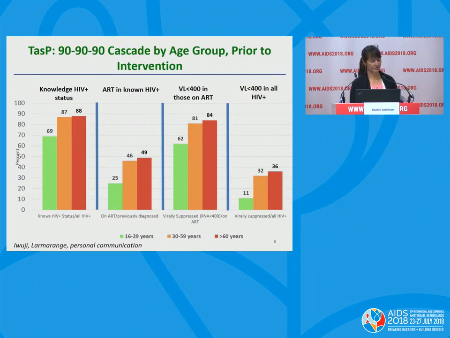This slide shows the 90-90-90 coverage by age group prior to interventions in the TASP trial. Coverage in 16 to 29-year-olds is shown in green, in 30 to 59-year-olds in orange, and in persons 60 and older in red. Youth aged 16 to 29 had the lowest levels of coverage for each step of the cascade, with only 11% of youth versus about 1/3 of older people living with HIV virally suppressed prior to rollout of the interventions in the TASP trial.